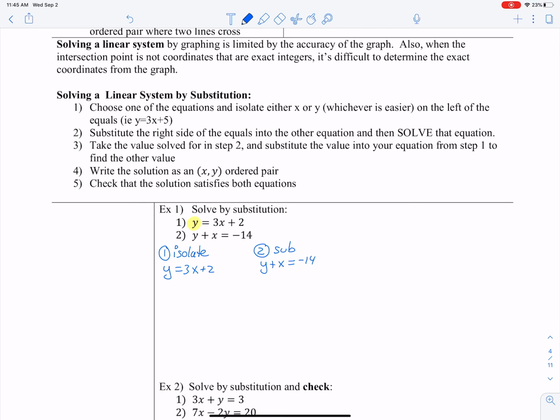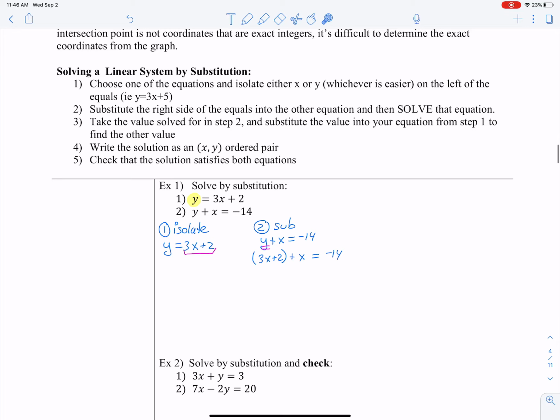And now, instead of the y, I'm going to write the right side of this equation. So I'm going to rewrite this, open my brackets, 3x plus 2 plus x is equal to negative 14. Okay, so I have just replaced this y with this. So notice now, once you've done this, you should have only one variable in your equation. Here I have an x, here I have an x. If you end up still with two variables, an x and a y, you've done something wrong, okay? You have to have only one variable.